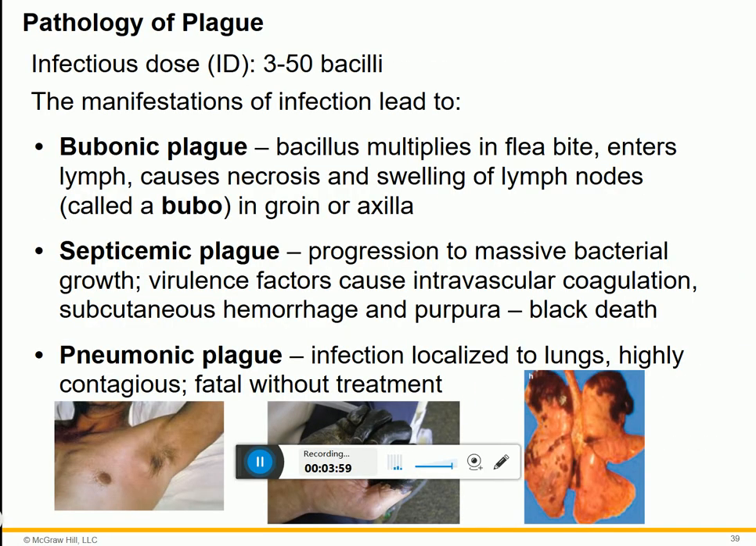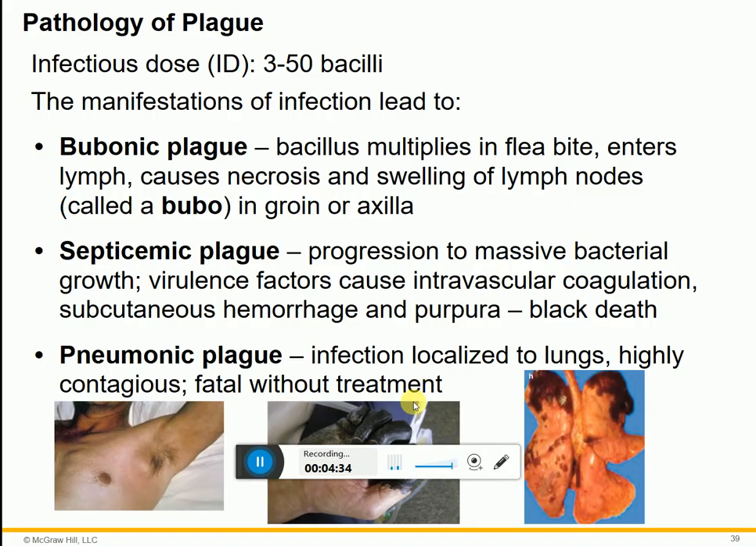Okay, so the pathology of the plague: it has a very low infectious dose. Between 3 to 50 bacteria are needed in order to get a person sick. So it is a very highly virulent bacteria with a very low infectious dose. So what are the manifestations of the infection? We already talked about the bubonic plague. So there's a little bubo where there's a swelling of the lymph node. In this case, it is the axillary lymph nodes. So it could be either the groin or the axilla.